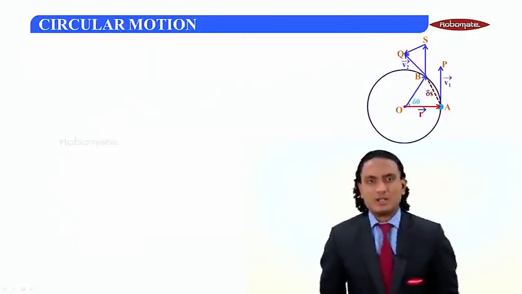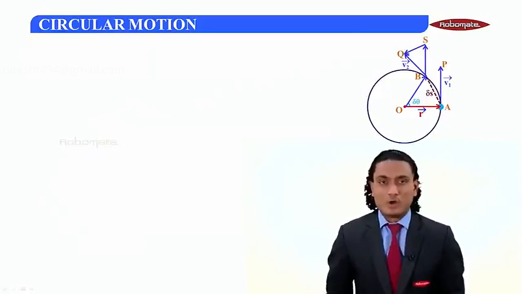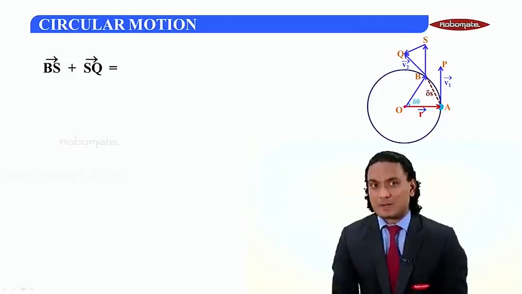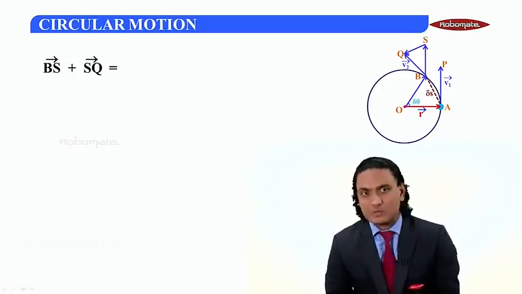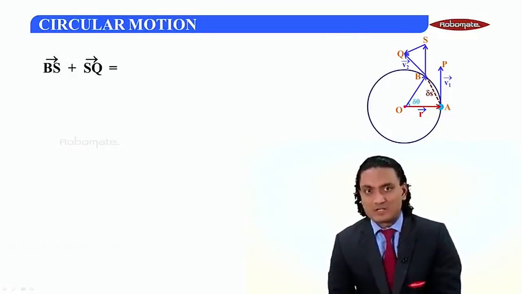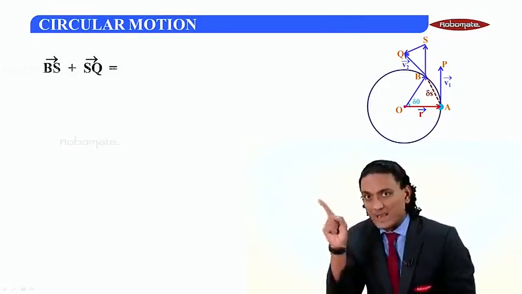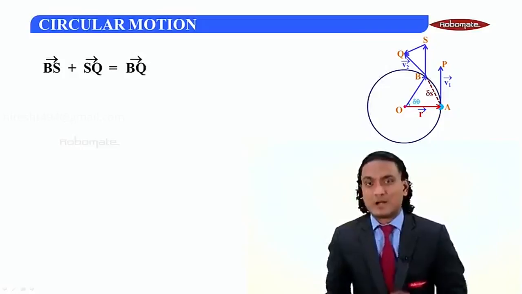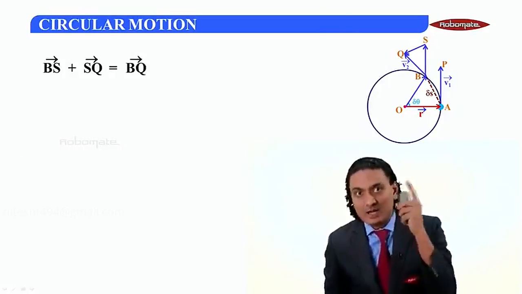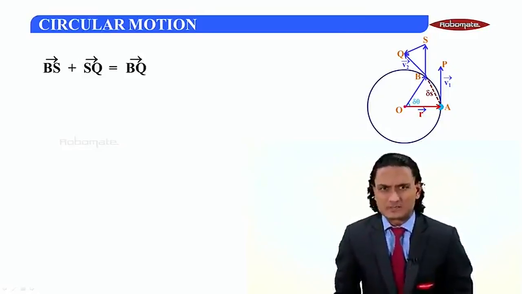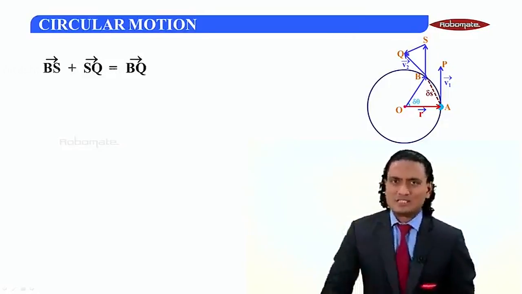Now students, if you see over here, we can apply the triangle law of vector addition. Where can we apply it? See there, triangle BSQ. There I can apply the triangle law of vector addition. You have three vectors, BS vector, SQ vector and BQ vector. So BS plus SQ will be nothing but your BQ. So BS vector plus SQ vector will give you your BQ vector. I am using the triangle law of vector addition. Is that clear?